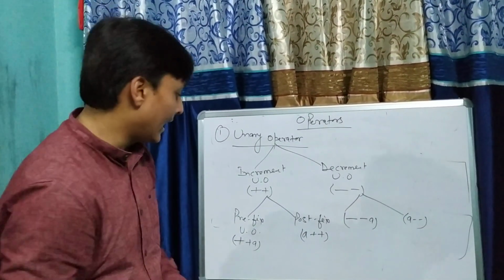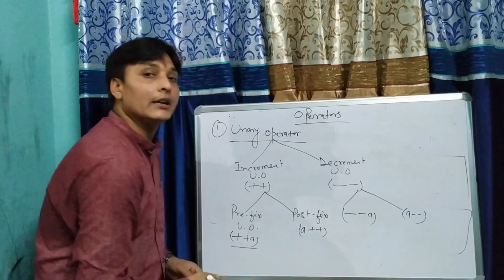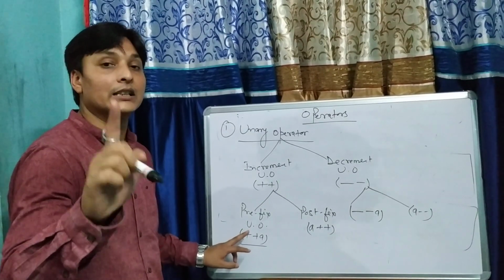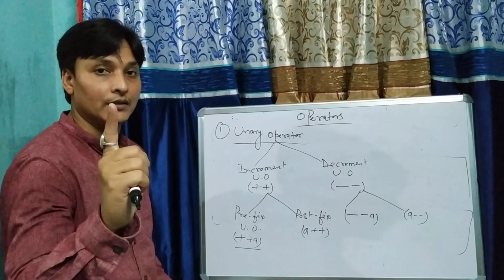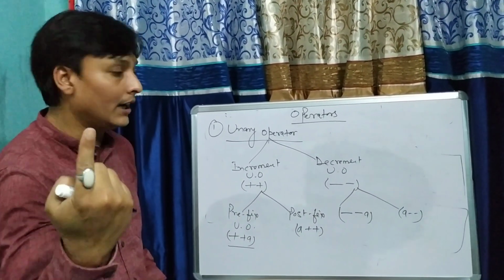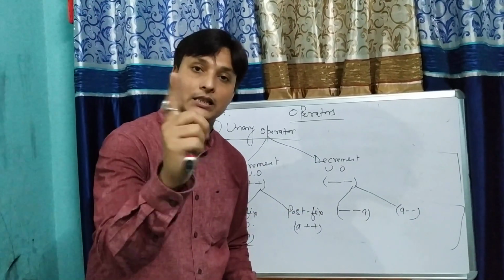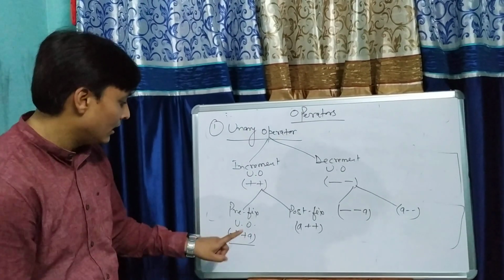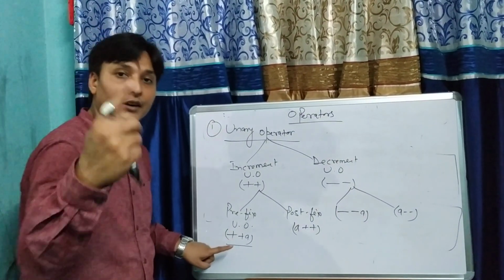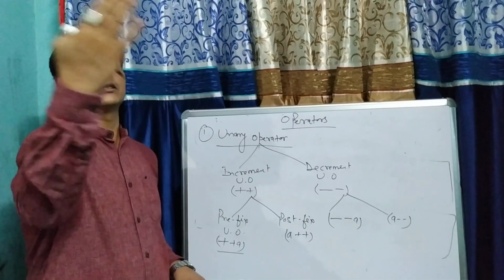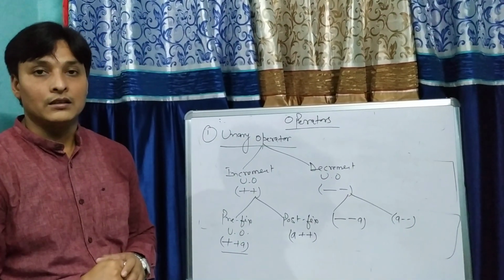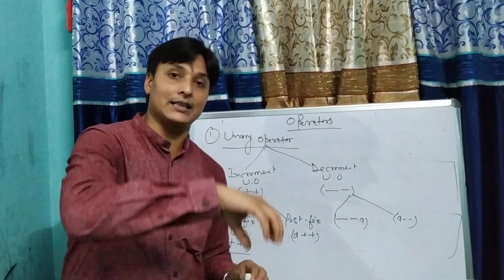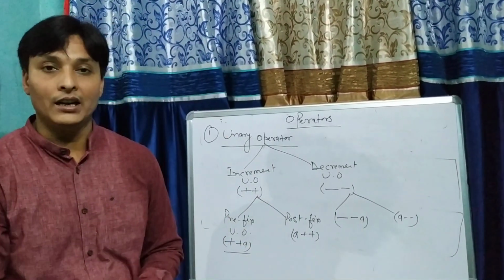So the difference is that in the case of prefix unary operator, the value will be increased first. First it will be increased by 1. Pay attention. Plus plus means it will be increased by 1 and minus minus means it will be decreased by 1. So with the prefix increment unary operator, the value will be increased first by 1 and after that it will be assigned. Now in the case of a plus plus, what will happen? First the value will be assigned and after that it will be increased by 1.